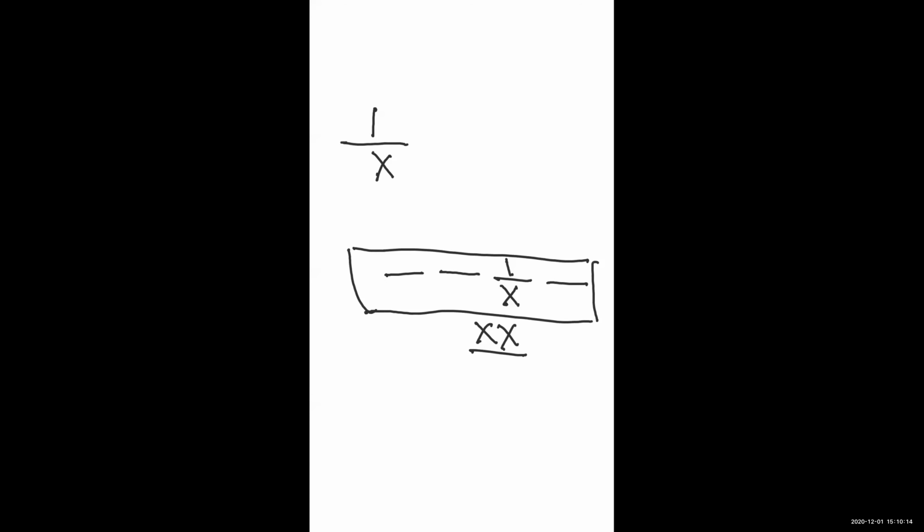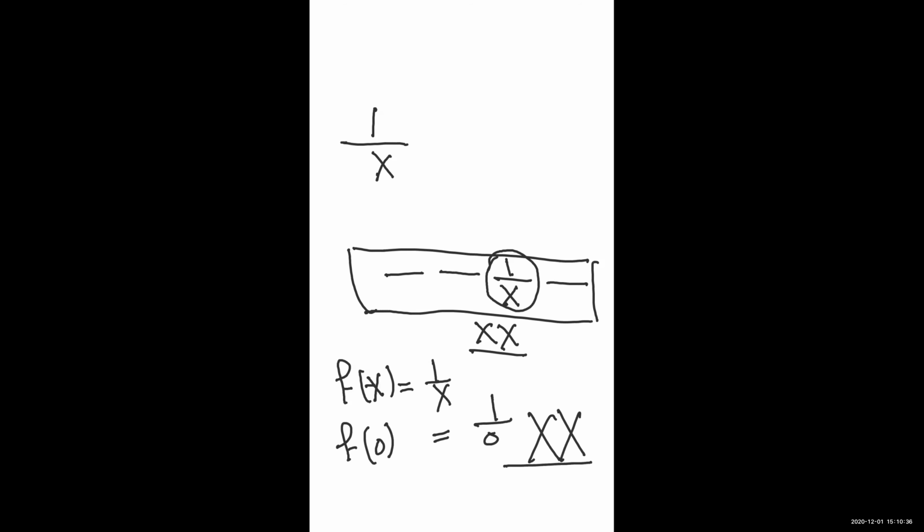Okay, so if it's 1 over x, also not polynomial. Why not polynomial? Because if I ask about this function, f of x equals 1 over x, now get me the f of 0. Now it will equal 1 over 0. Actually, this is not defined. So also 1 over x is not polynomial.